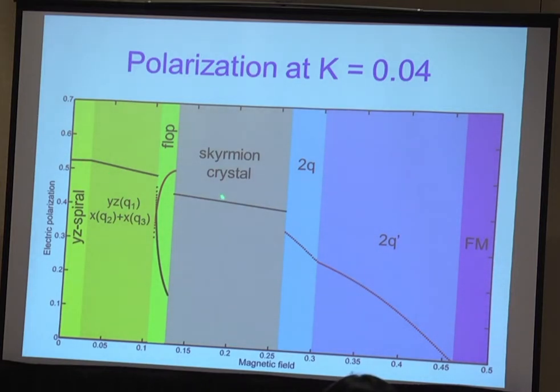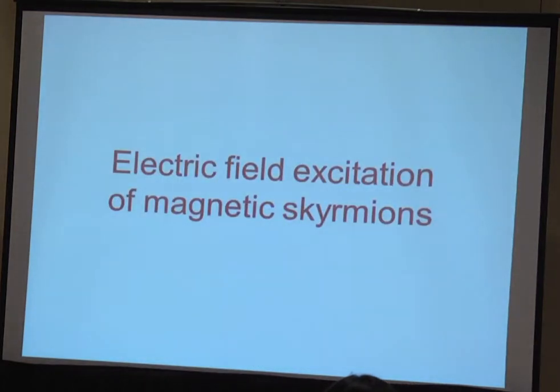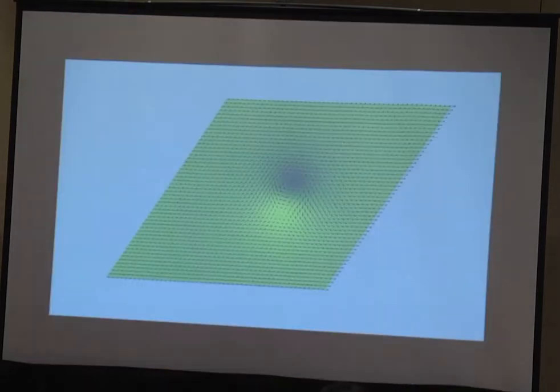Skyrmion crystal also has out-of-plane polarization. In the flow state, the spiral plane changes, so the out-of-plane polarization goes down and in-plane goes up. And in these two Q states, polarization lies in plane. So now what I would like to discuss is how one can apply electric field and excite Skyrmion motion.